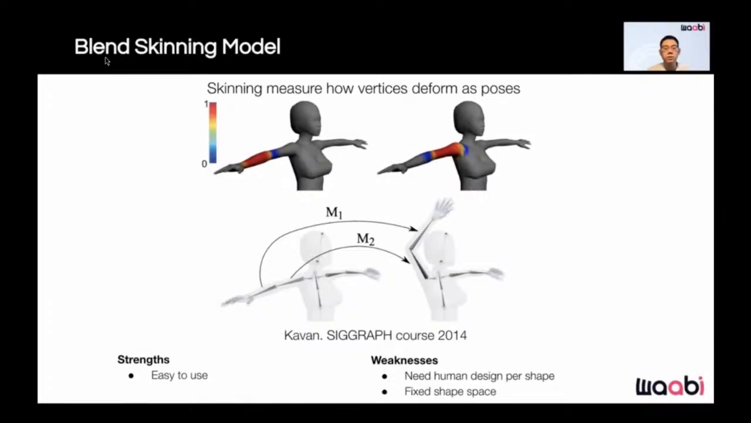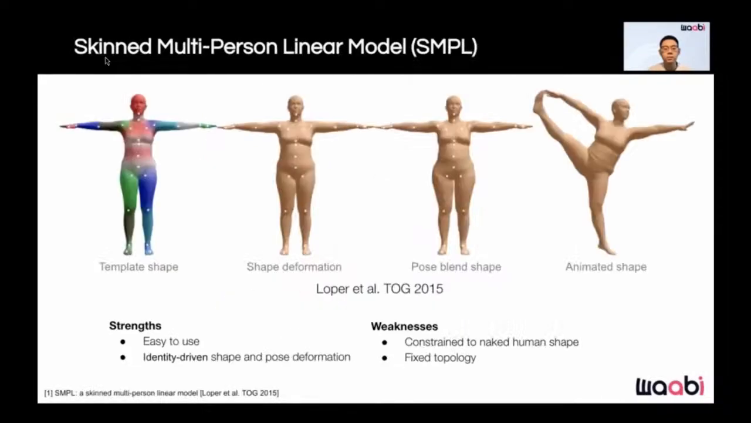Skinning models are simple to use, but they cannot model the shape change between different people, and they require human designers to design the whole model, which is tedious and does not scale. SMPL is the most widely used parametric human model in recent years. It is much more powerful than the linear blend skinning model because it introduces identity-driven shape deformation and pose blend shapes. However, it is constrained to naked human shape.